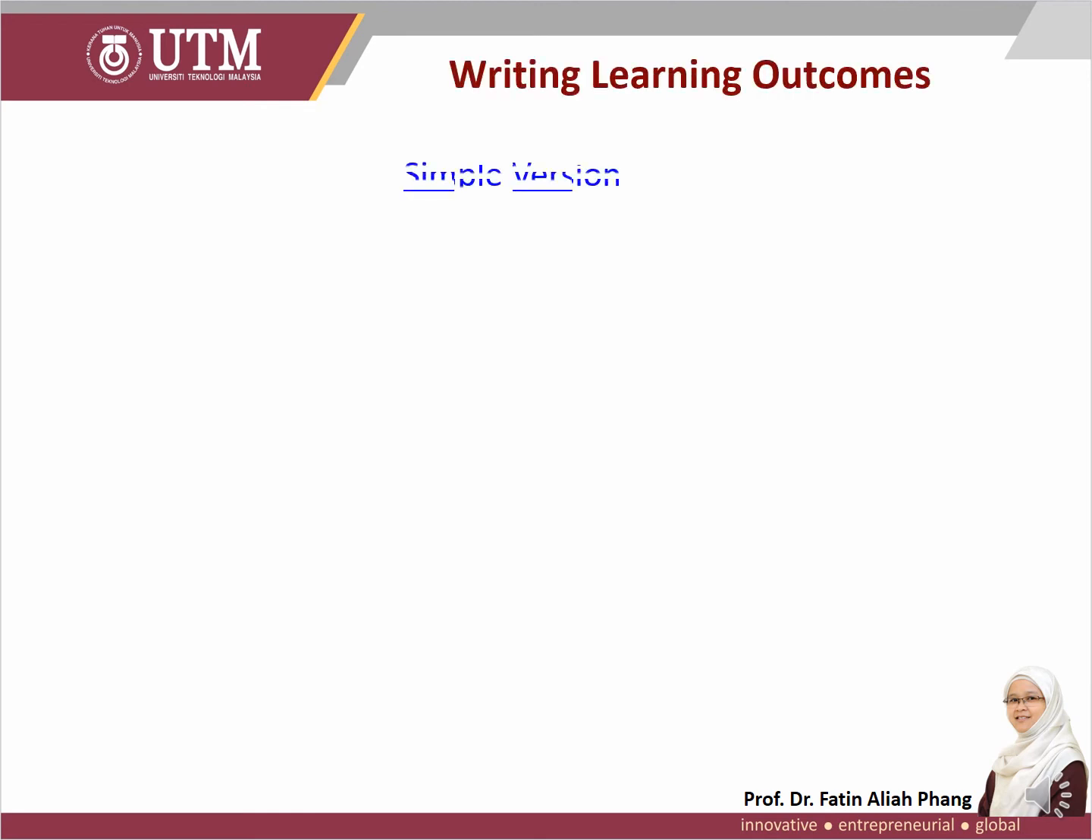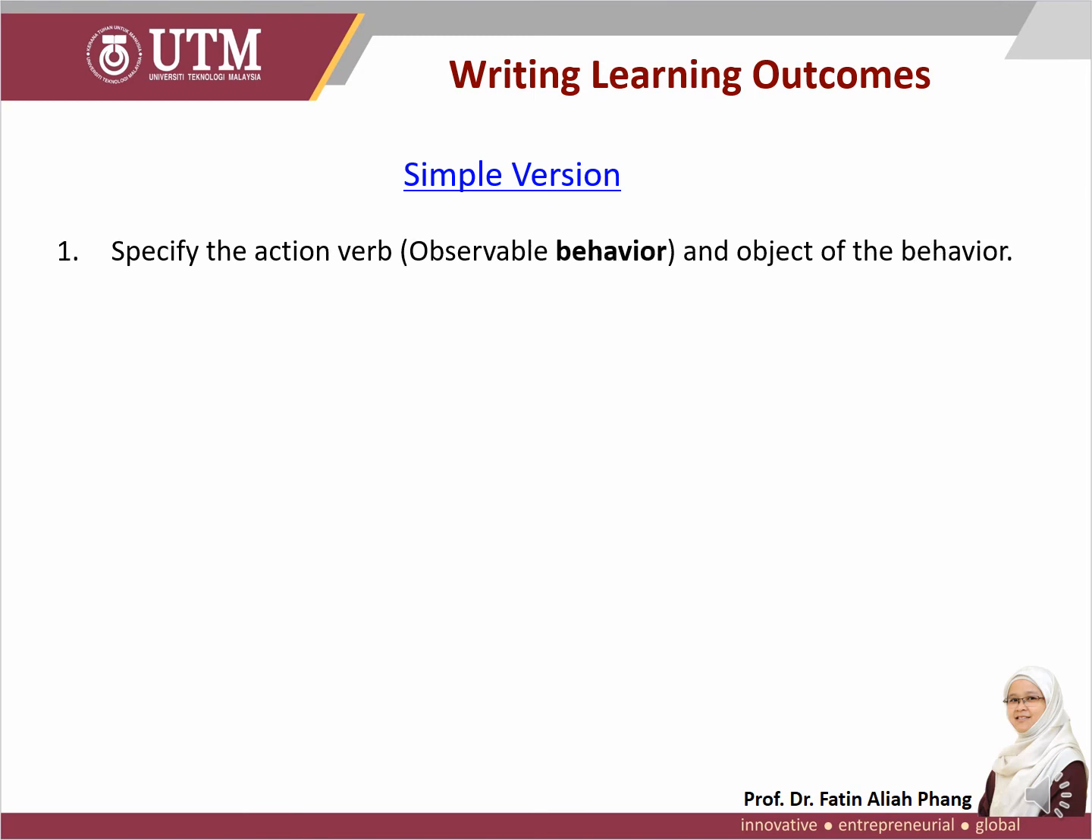When you write learning outcomes, you can start with a very simple sentence first. You don't have to always write the A, B, C, D in the beginning. What you can do is focus on the A and the B only. So for example, you specify the behavior and the object of the behavior. An example: the students, the A, will be able to write a research paper. So you have the behavior, which is to write. The object is the research paper.